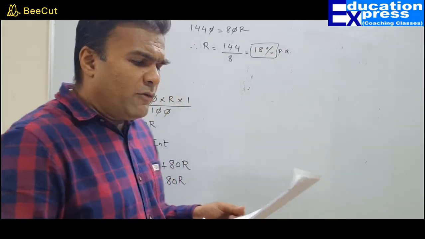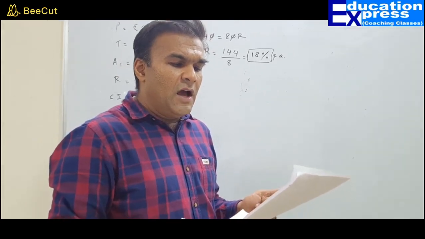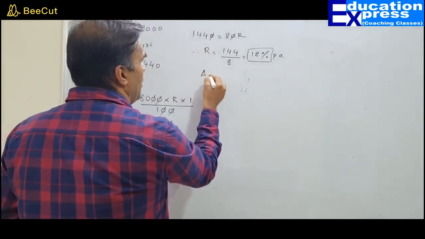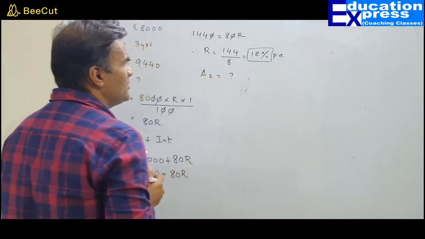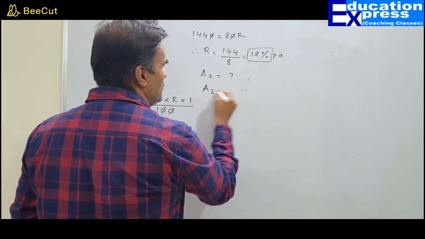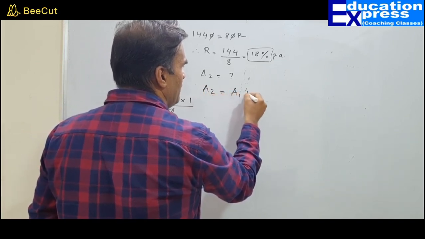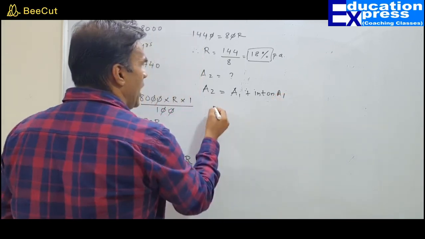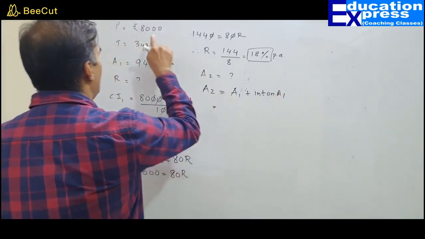The second part of the question is find the amount at the end of second year. So we have to find out the amount at the end of second year. We can follow the formula. Amount at the end of second year, A2, equals A1 plus interest on A1. How much is A1? It's already given to us.